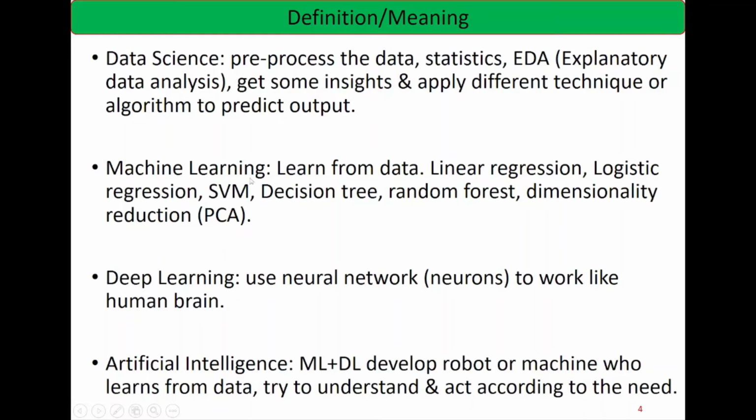Now it comes to machine learning. Machine learning is basically learning from data. Whatever data you have, the machine will learn from it and apply different algorithms. This is linear regression or regression, SVM, decision tree, random forest, dimensionality reduction, PCA.